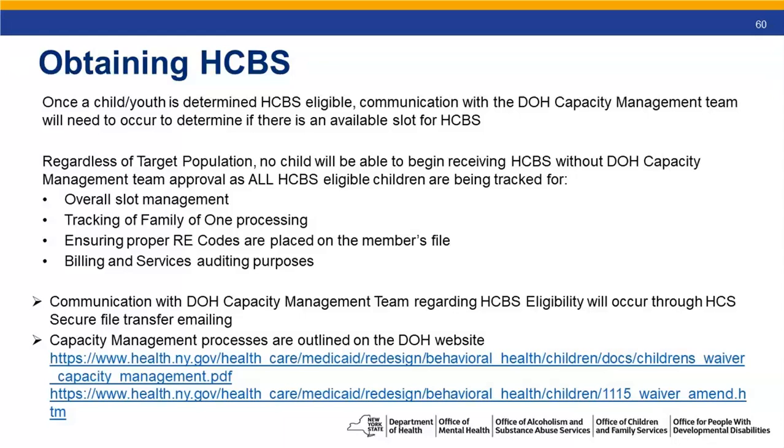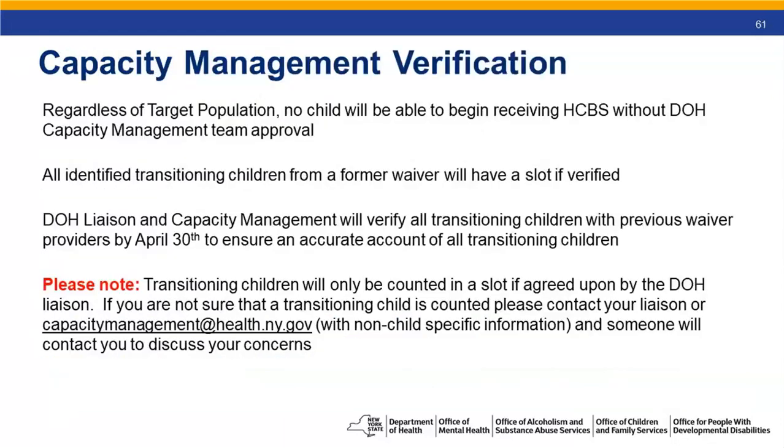For any child that is counted as a transitioning child, those children already have a slot. So we are going to be wrapping up transitioning children here. The 26th, this Friday, is the last date to do anything. So please talk with your DOH liaisons. Your DOH liaisons should be talking with you and giving each of the former waiver providers their final list to say these are the kids that we are counting in the waiver. Any transitioning child that we confirm with you was transitioned already has a slot. So you do not need to reach out to us to ask if they have a slot. You'll have a list of everyone that has a slot.